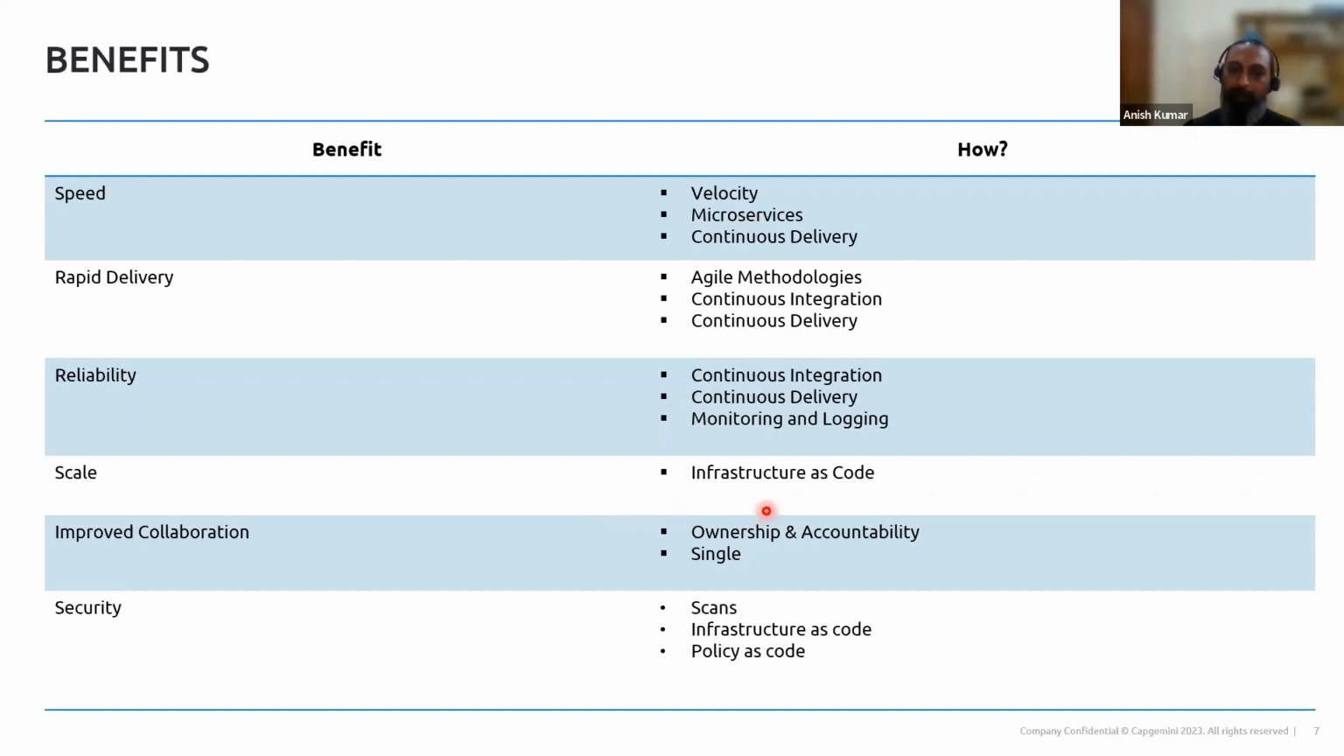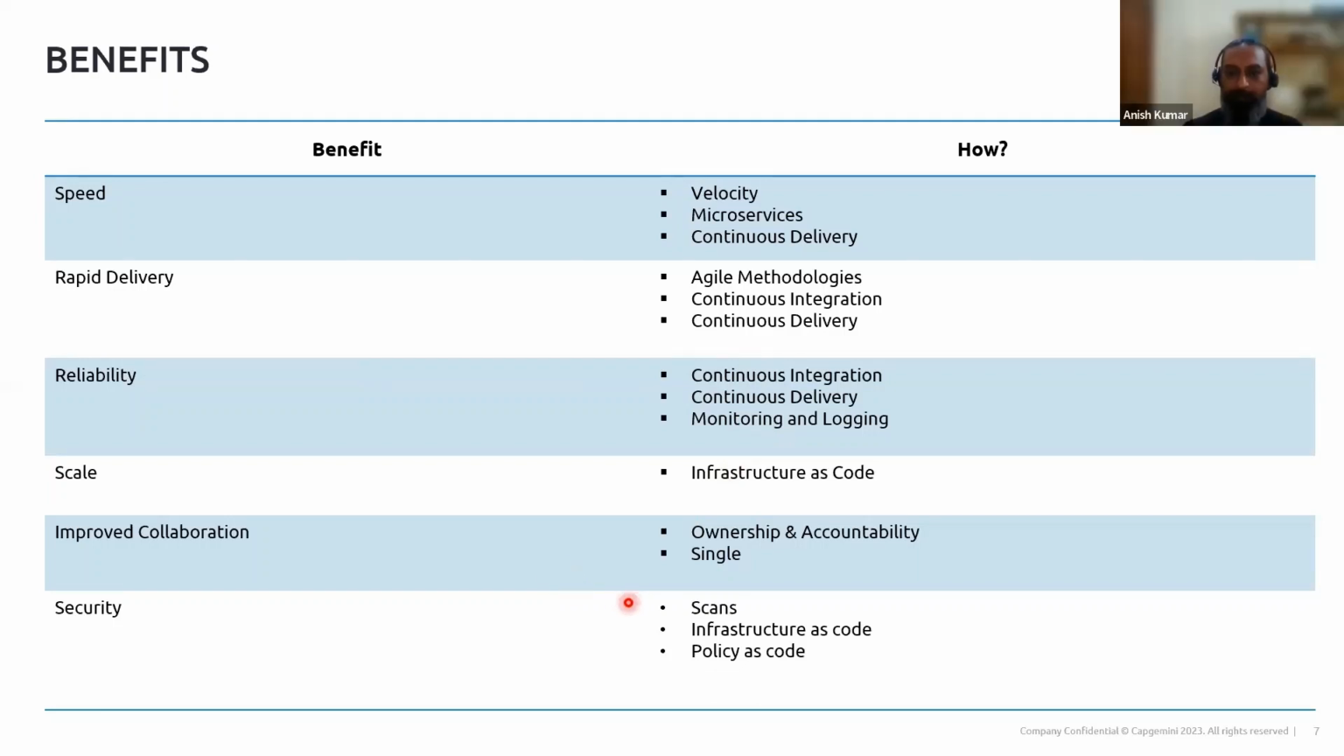Scale. In order to scale, everything has to be automated. Infrastructure as code, which could include your policy as code from a security standpoint, your configuration as code, and infrastructure as code would help us scale. And then your continuous integration and delivery also helps us scale in a non-Kubernetes platform.